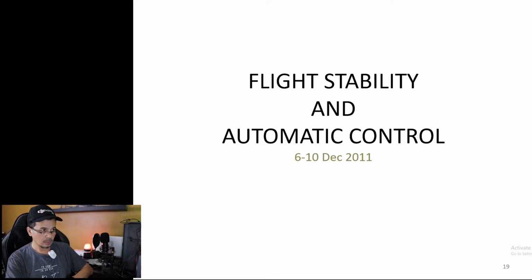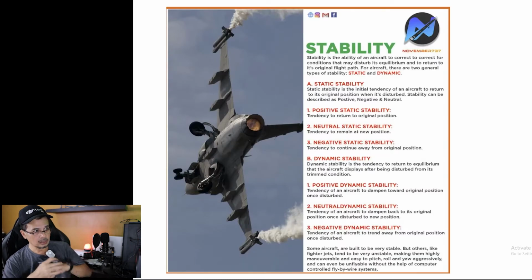So sebelum tu let's go through one by one. So flight stability and automatic control. So when you talk about stability, there are what we call the static stability and also dynamic stability. So dynamic stability is referred to the time domain, whereas static is not referring to the time domain. Jadi kat sini I'll talk about what is meant by the positive static stability, neutral stability dan negative static stability. And for the dynamic stability also, we'll go into what is known as positive dynamic stability, neutral dynamic stability and negative dynamic stability.